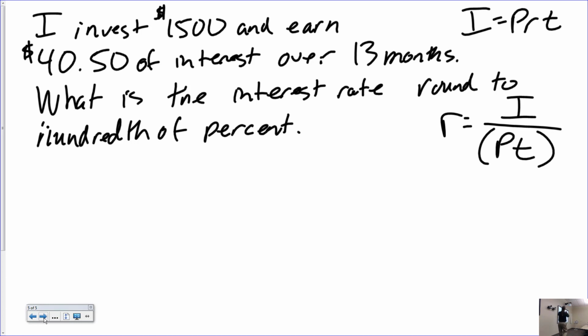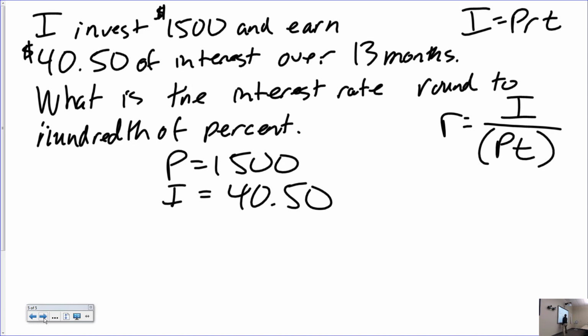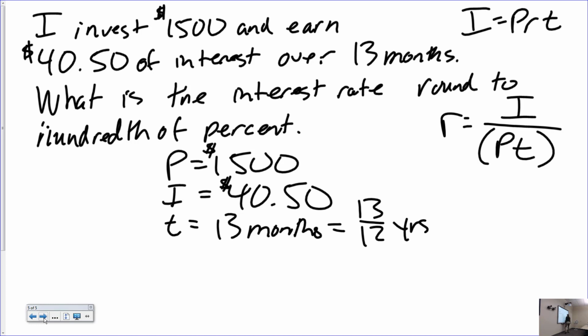Alright, so what did I give you in this problem, folks? P is 1500. Interest is $40.50. Time is 13 months. And what are you going to tell me about the 13 months? That it's 13 over 12 years.